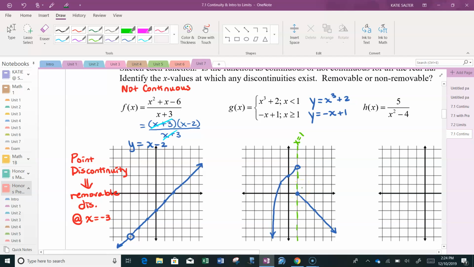All right, guys, this function is not continuous. Think about it. You have to pick up your pencil to draw it. It has a jump discontinuity in it. So since this has jump discontinuity, it is a non-removable discontinuity. And it has jump discontinuity at the value x equals 1. So this one's non-removable.